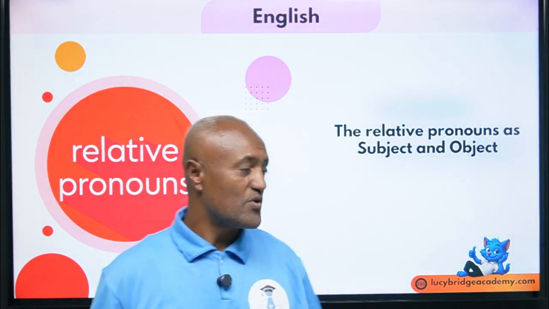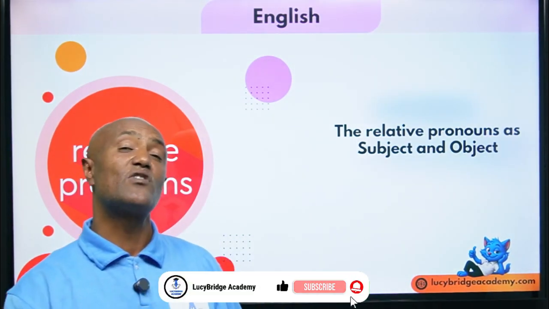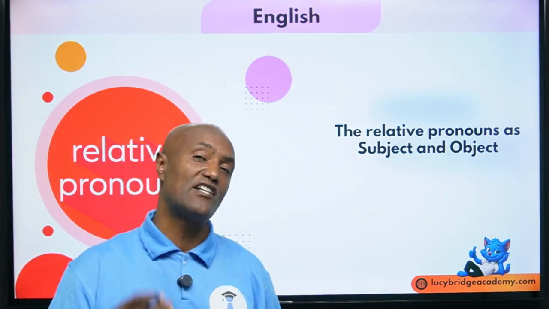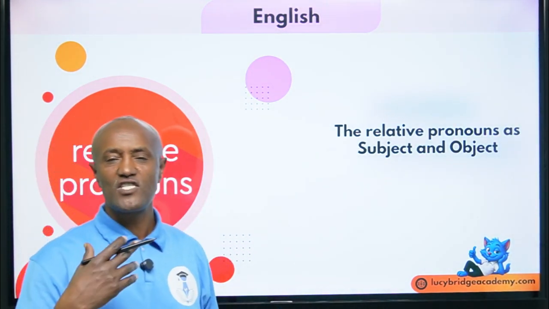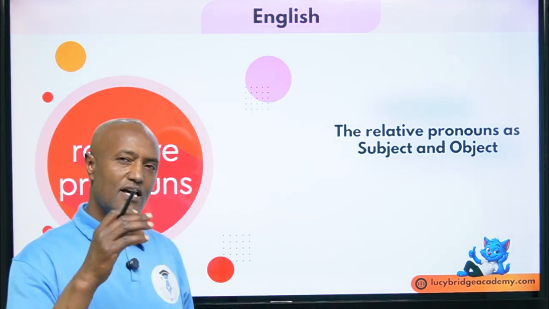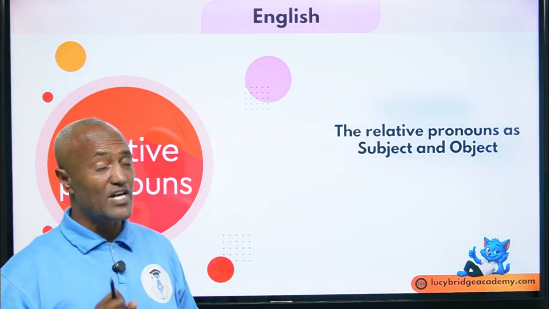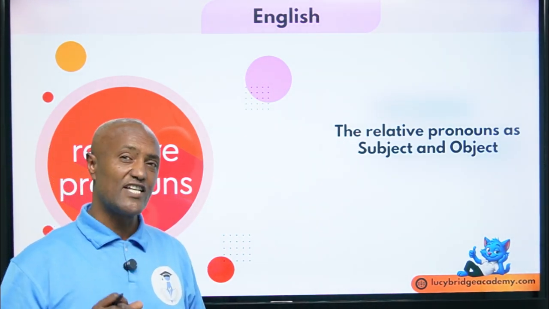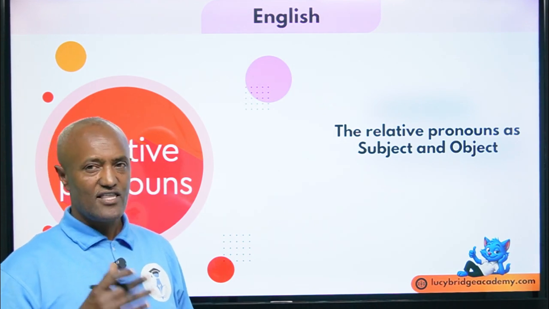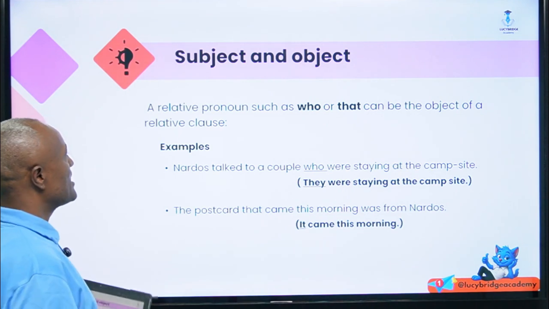Today we see the relative pronoun as a subject and as an object. There are key points that you are expected to be familiar with when it is used as a subject or an object. If you don't know that one, you may make a mistake, yes? And then we'll see that one. Basically here you have a relative pronoun.